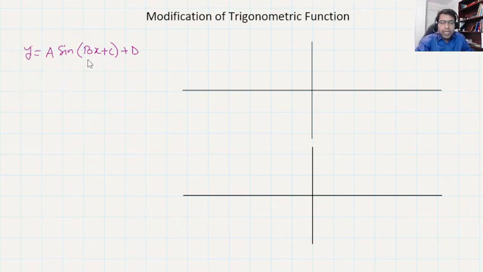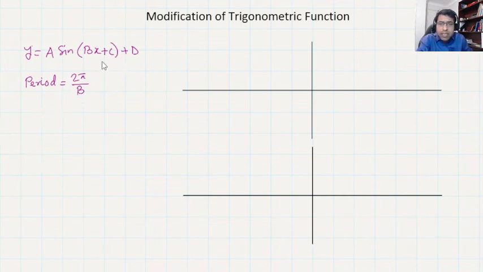B is associated with the period. You know that usually the period is twice pi to complete the whole circle. But if we have any number sitting before x, the period will be modified, so it will be twice pi over b. Whatever the value is sitting there, we just divide by that.